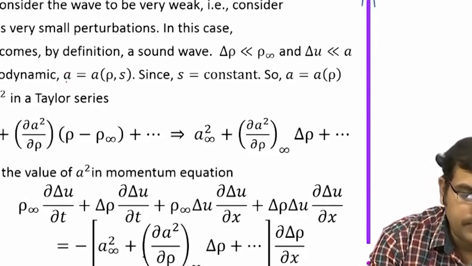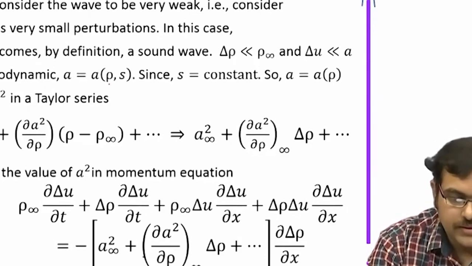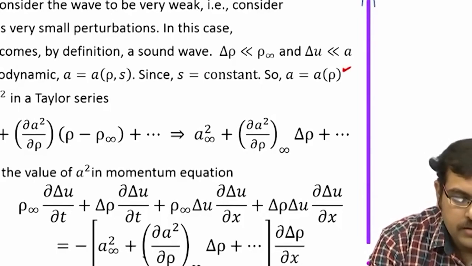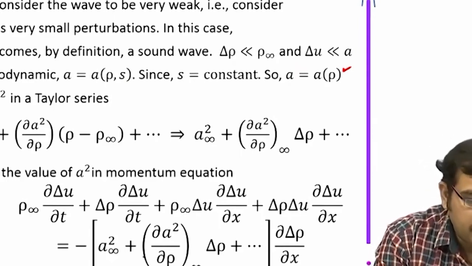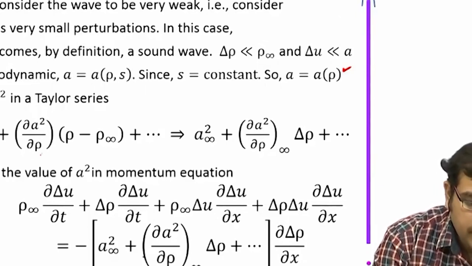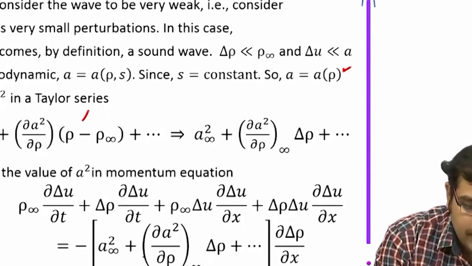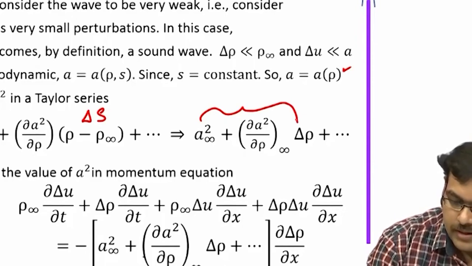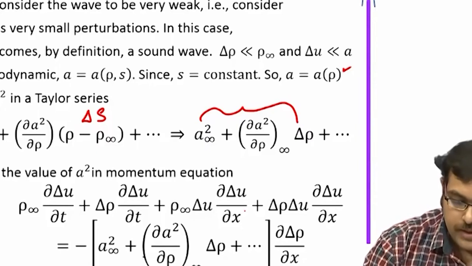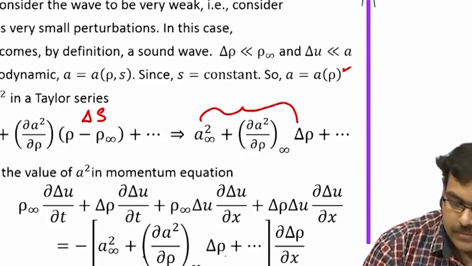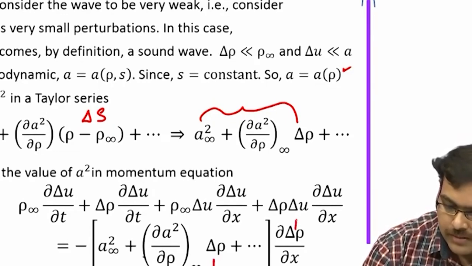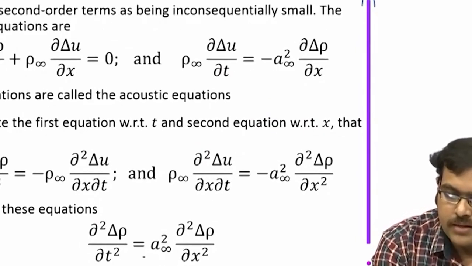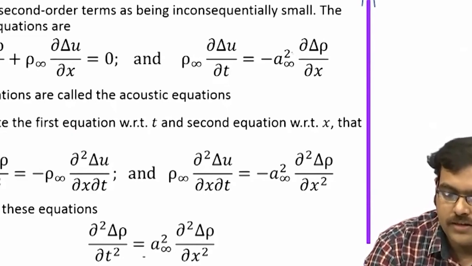Now a, that is speed of sound, is a thermodynamic quantity, and it can be written as a function of density and entropy. Now entropy is constant, so it becomes a function of density, and it can be expanded by a Taylor series kind of expansion. a square is a infinity square plus ∂a²/∂rho times rho minus rho infinity. So this is basically delta rho, plus higher order terms which are very small. Now this term can be substituted for a square in the momentum equation. But again once you carry out the multiplication, you have a small quantity delta rho multiplied by another small quantity ∂δrho/∂x, so they are again very small. So finally the most significant term of the momentum equation is minus a infinity square ∂δrho/∂x.